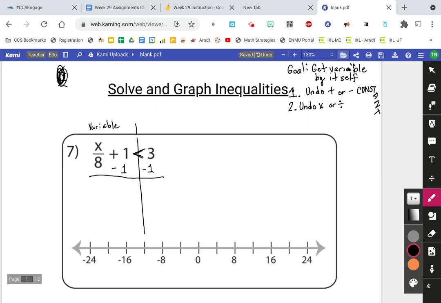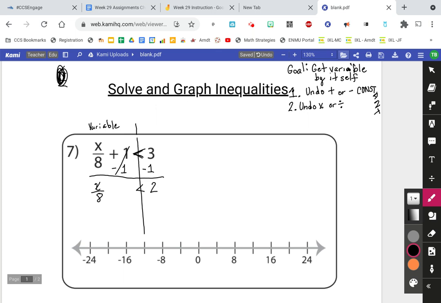So I'm going to rewrite this. And I still have x divided by 8. And then 1 minus 1 is 0, which is nothing, and that's why I'm not writing anything. Don't forget to copy down the less than symbol. Do not change it to an equal sign. 3 minus 1 is 2. So that is our new inequality.